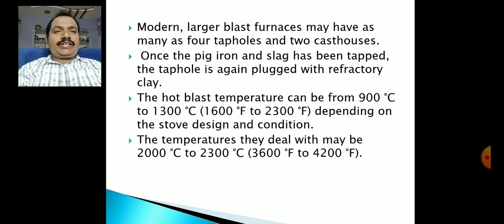The hot blast temperature can be from 900 degrees centigrade to 1300 degrees centigrade, that is 1600 degree Fahrenheit to 2300 degree Fahrenheit, depending on the stove design and condition. The temperatures they deal with may be from 2000 degrees centigrade to 2300 degrees centigrade, that is 3600 degree Fahrenheit to 4200 degree Fahrenheit.